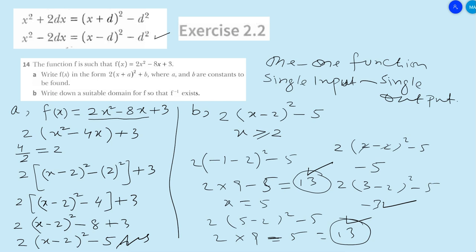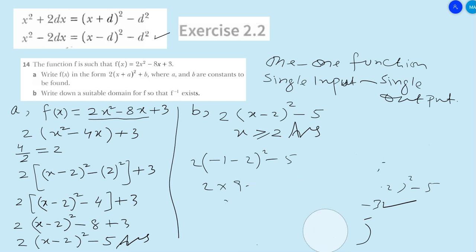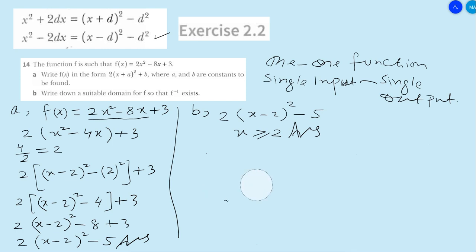Therefore, we should keep the values of x greater than or equal to 2. So this is our final answer: x greater than or equal to 2. This is just an explanation, not part of the question. But I hope you understand why we are taking the values of x from 2 and greater. Okay students, I hope you understand question number 14. Let's start question number 15.